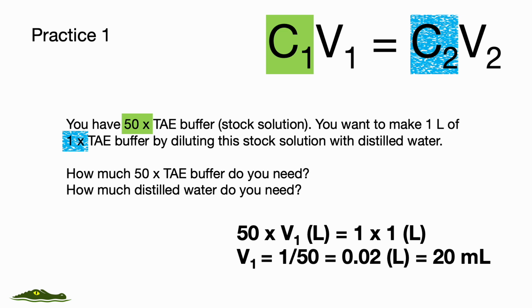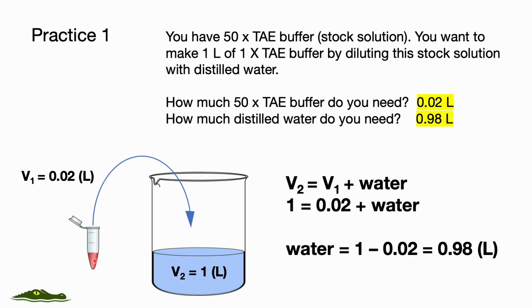Therefore, C1 is 50, and C2 is 1. The units are the same. V2 is 1 liter, but V1 is unknown. We have 3 numbers out of these 4, and V1 can be calculated as 0.02 liters, which is the same as 20 milliliters. We need one more step to answer these questions.